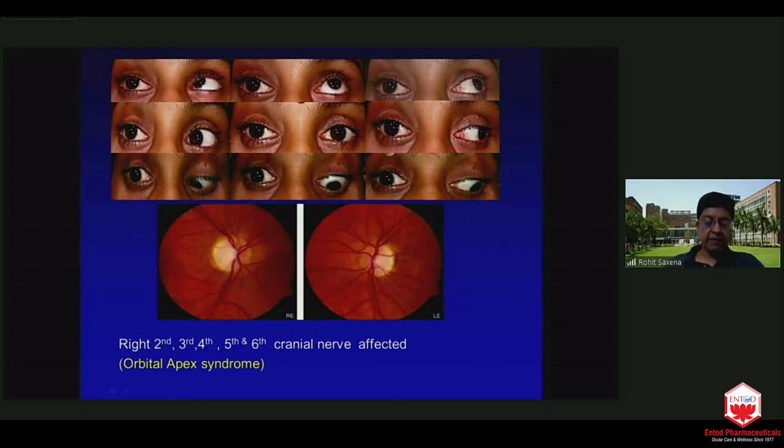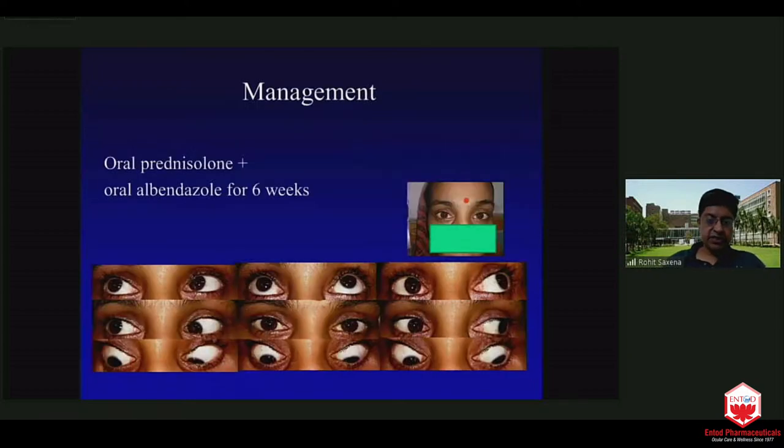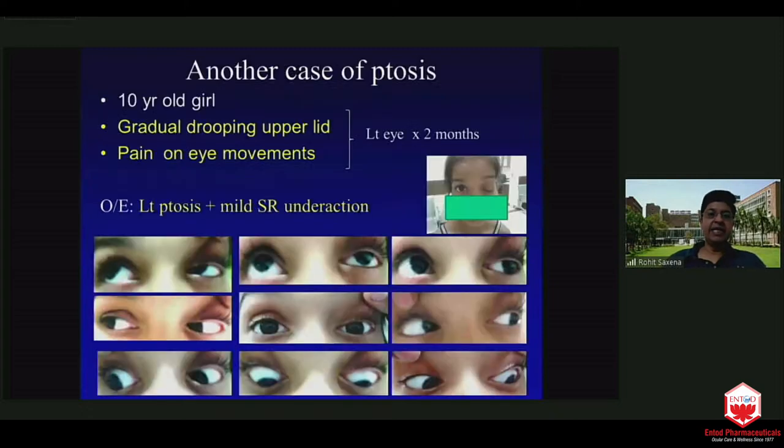So we have found a second, third, fourth, fifth, and sixth cranial nerve palsy. And these all together constitute the orbital apex syndrome, because that's the only place where all these nerves come together. On evaluation on MRI, there was a ring enhancing lesion on the superior rectus, which appeared to be a cysticercosis, and that was our diagnosis. The patient was treated with albendazole and steroids for 6 weeks, and you can see the significant improvement. The vision did not improve that significantly, but her motility was completely restored.